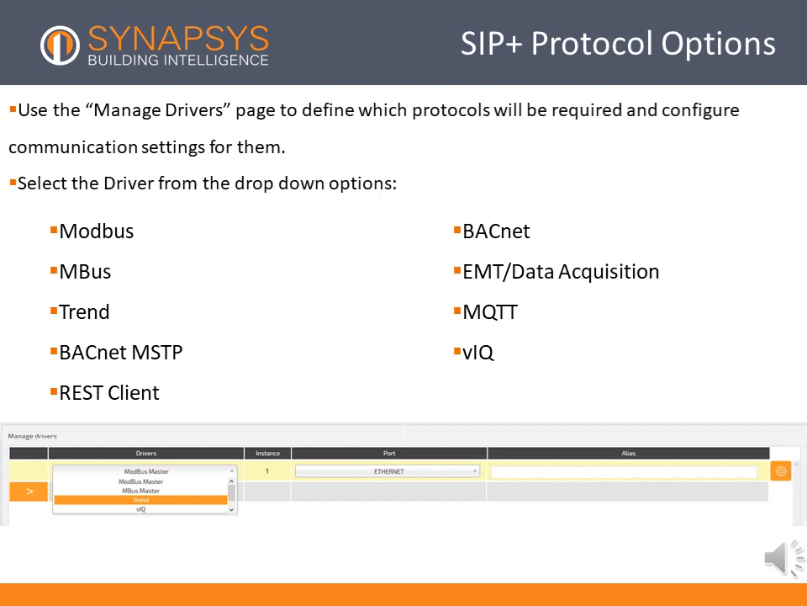This is also where a SIP slice can be seen and configured. As slices are connected to the SIP+, they will appear in the port drop-down list. The Manage Drivers page also allows an alias to be entered for each driver. This makes it easier to organize which driver is which when using more than one of the same protocol.